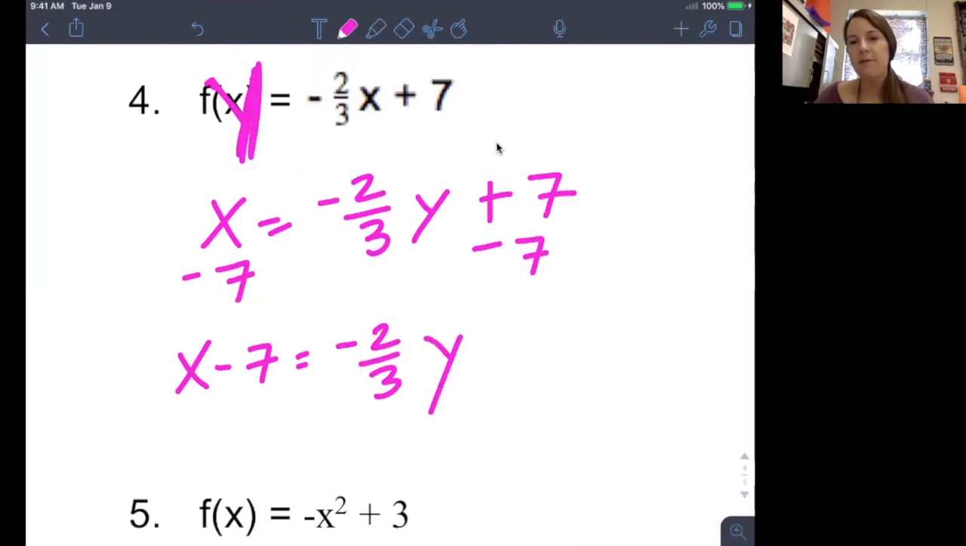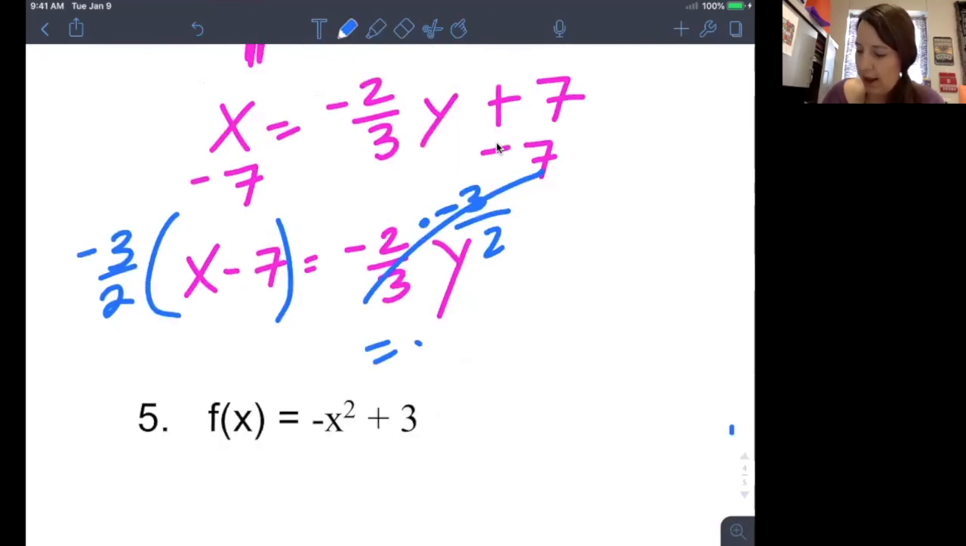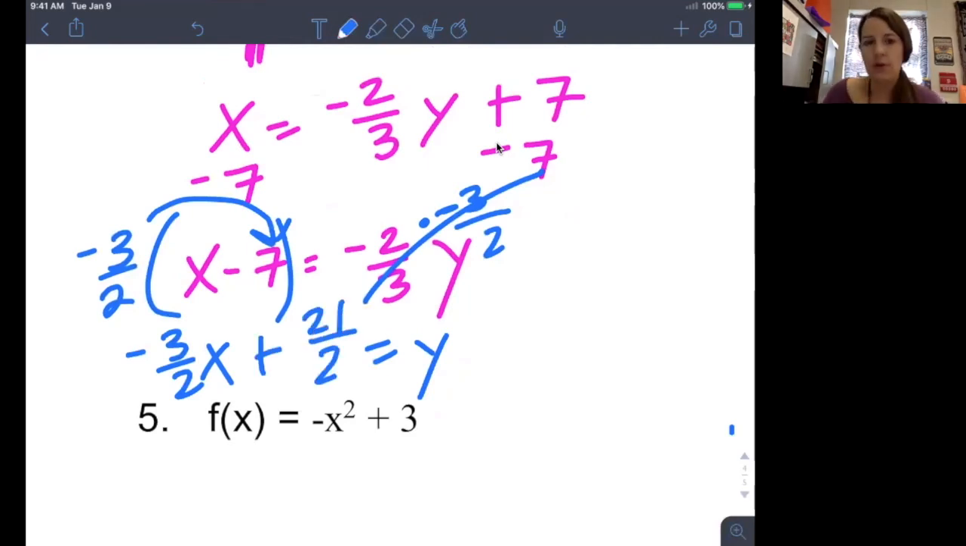Now, to get rid of a fraction, we're going to multiply by the reciprocal. So reciprocal means we're going to flip it. And we keep the sign the same, okay? Not the opposite reciprocal, just the reciprocal. So I'm going to multiply this side by -3/2 as well. So these cancel out, and on the right, I just have a y left. Over here, I have -3/2 x, and then if I distribute it over here, -3 times -7 is plus 21/2. Because remember, we multiply the top, keep the bottom, because 7 does not have a denominator.